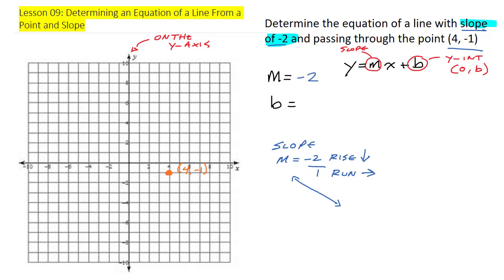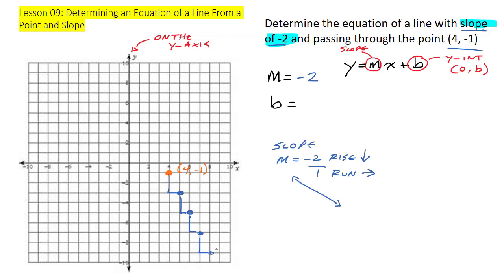Remember how we would do that like a set of stairs. So I'm going to go down 2 over 1. There's another point. Down 2 over 1, there's another point. Down 2 over 1, and so on and so forth. I can keep graphing this. All right, so there's our slope: going from left to right, it's going down 2 and to the right 1.